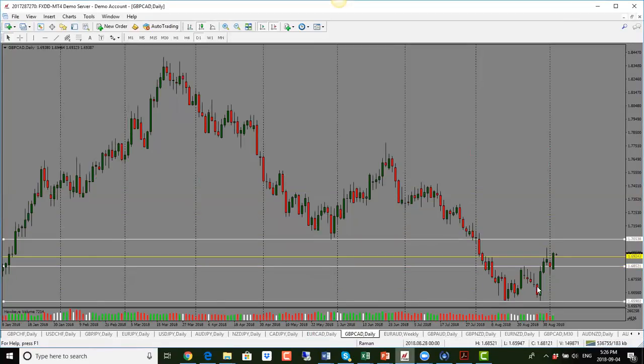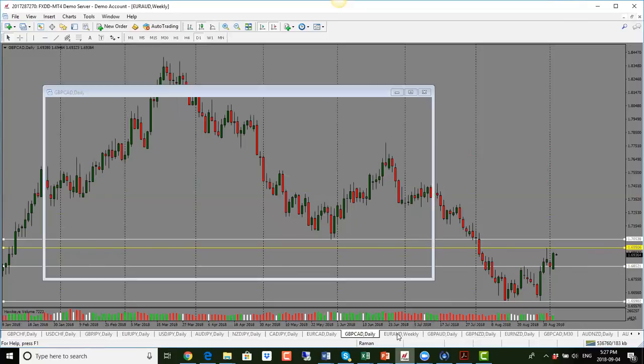Okay, pound CAD here, this is looking bullish as well. And next target here would be, so targeting the high of the pin here, 1.6990, and then above that 1.7050. So pound CAD looking bullish at the moment.